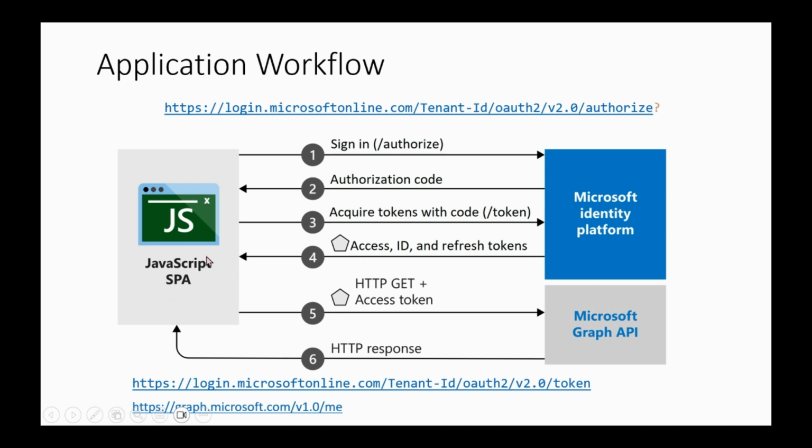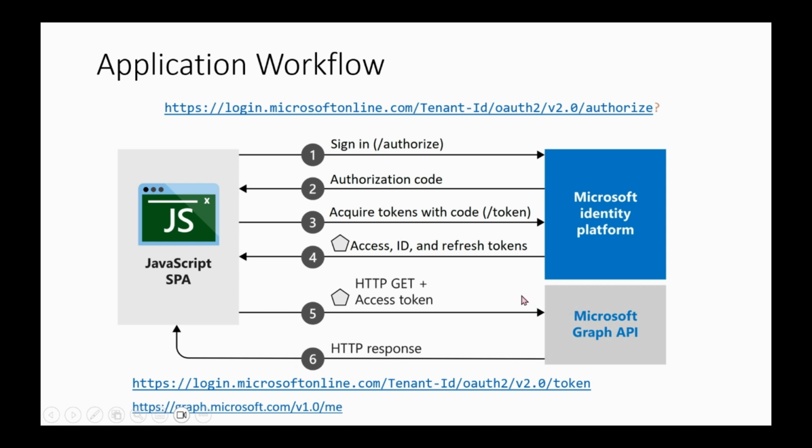Once you have the access token, we are able to call the Microsoft Graph API. This is the URL we will use. Along with the URL you should pass the access token, otherwise it will not allow. Once the request reaches the Microsoft Graph API, it will send the token to the Microsoft Identity Platform, where the token will be validated. If the token is valid, then the Microsoft Graph API will return the response. Here we are fetching the user profile and displaying it in the single page application. So these are the steps we will perform between the single page application, the Microsoft Identity Platform and the Microsoft Graph API.